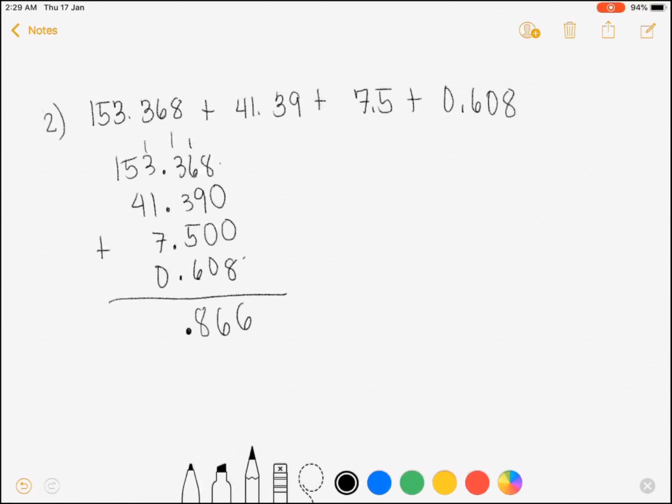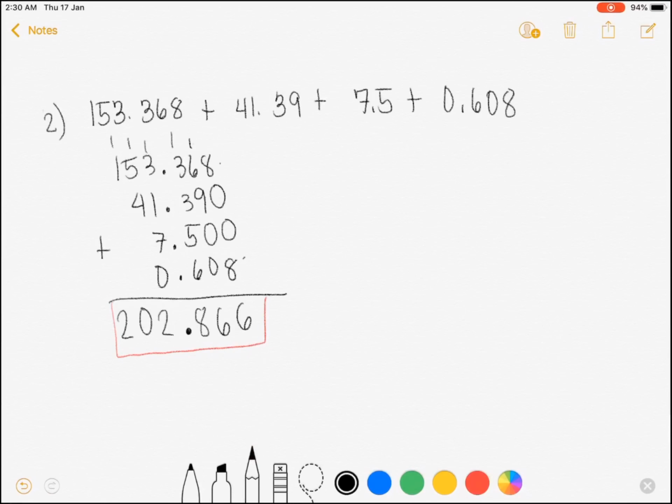So, for the whole number, we have 1 plus 3 is 4, plus 1 is 5, plus 7 is 12. So, write 2 and carry 1. So, we have 1 plus 5 is 6, plus 4 is 10. So, write 0 and carry 1. Lastly, we have 1 plus 1 is 2. So, therefore, our final answer is 202.866.